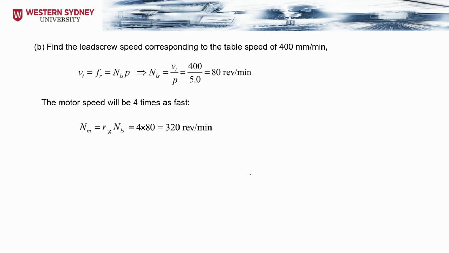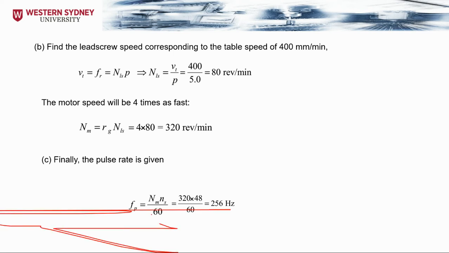Finally, we need to calculate the pulse rate or the frequency. So the frequency equation is going to be the RPM value for the motor multiplied by the step number for the motor divided by 60. Now we have Nm is 320, Ns is 48, divided by 60, and thus we're going to have that Fp is equal to 256 hertz.